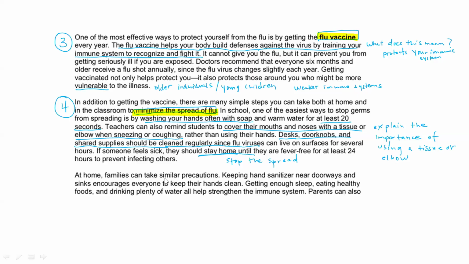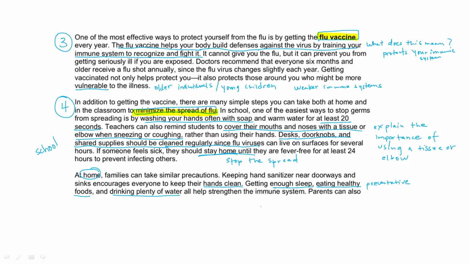At home, families can take similar precautions. So now this was school, right? So the emphasis here was school. And now we're going to see home. Keeping hand sanitizer near doorways and sink encourages everyone to keep their hands clean. So even at home, clean hands are important. Getting enough sleep, eating healthy foods, drinking plenty of water can strengthen the immune system. So these are preventative. You can prevent having a weak immune system. So we can say these are preventative.